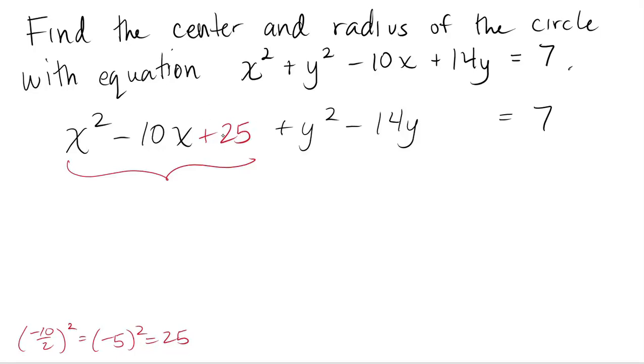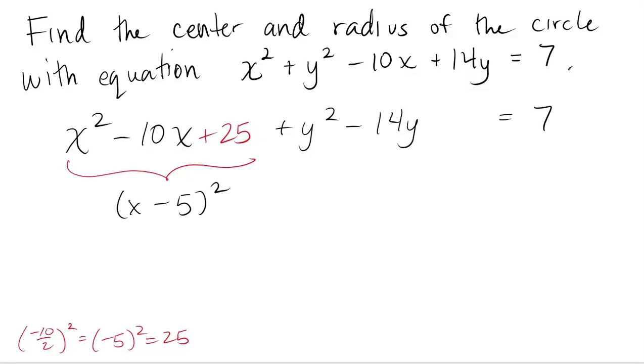You're all good enough at factoring to know that this is going to factor to x minus 5 times x minus 5. That is, it factors to a perfect square. This is x minus 5 squared. And now it's in a format where we can easily pick off the center. The x-coordinate of the center is going to be 5.